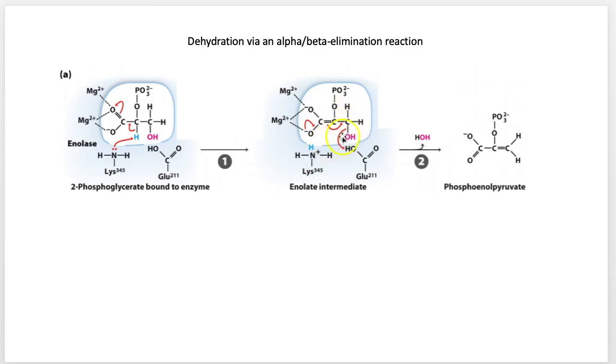Now we need to get rid of this alcohol group. So we're just going to have it fall off and combine with a hydrogen, which is being stored on this glutamate, and that makes water. Awesome, there's a water molecule. That's just really cool. So in the active site, the actual amino acids are really, really important. If you don't have a lysine at position 345 and a glutamate at 211, then you're not going to be able to do this process, and you're just kind of screwed. You can't do this.